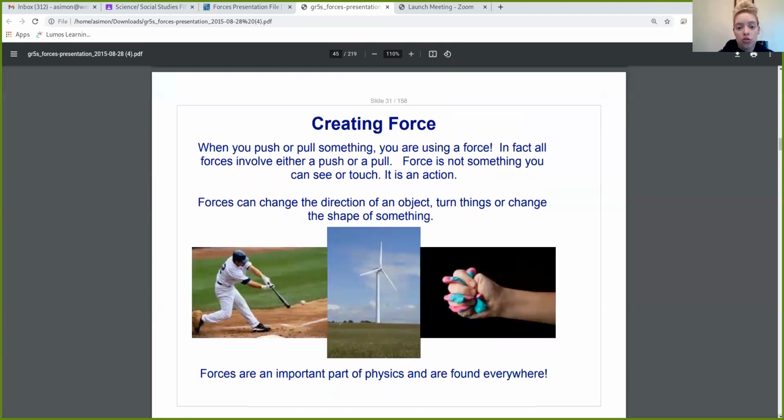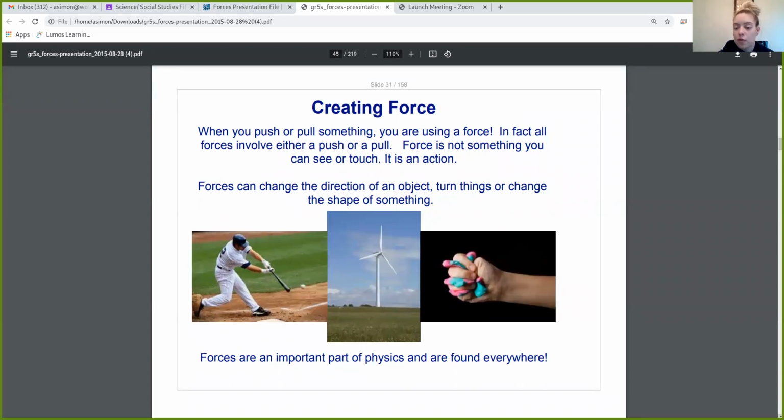So when you push or pull something, you are using force. It's just that simple. Anytime you push or you pull anything, force is happening. All forces involve either a push or a pull, okay? Force is not something that you can see or touch. It is an action, okay? So go ahead and please write all of that down. That is very important. When you push or pull something, you're using force. Any force involves a push or a pull, and it's not something that you can actually see or touch. It's an action that is happening.